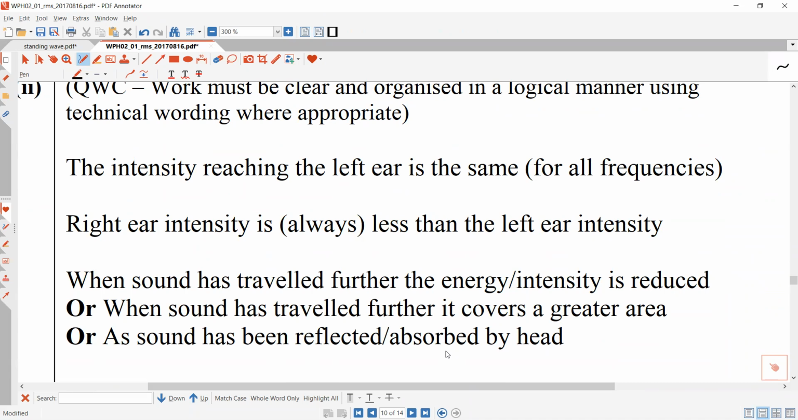Maybe not for me because I don't have hair. But you guys, if you have bouncy hair, yes, why not? It will get absorbed. Yeah, it can. The sound can be absorbed by the hair a bit.